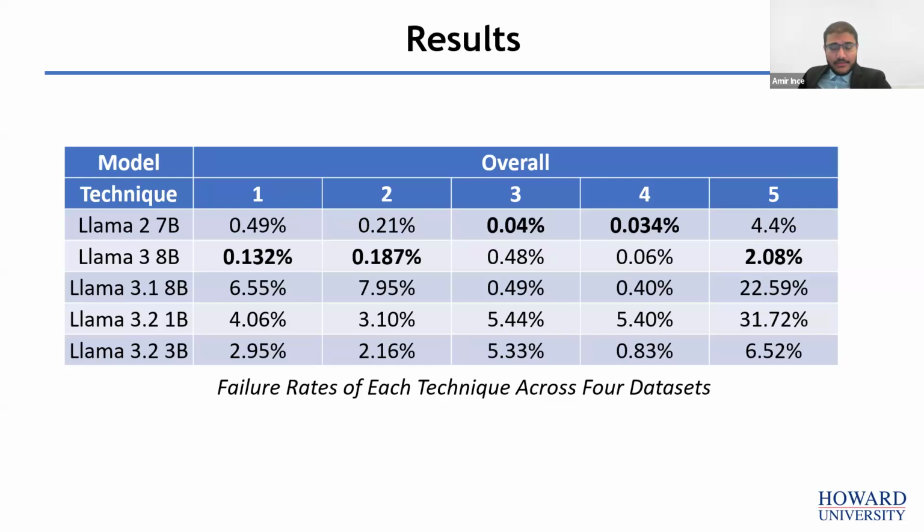The Llama 3 8 billion model maintains consistently low failure rates, excelling in zero-shot and few-shot methods. And we see that smaller models tend to struggle with higher failure rates, especially as the prompting technique becomes more complex. Few-shot method 2 and prompt optimization with dataset examples method 4 offer the best balance of performance and low failure rate across models.